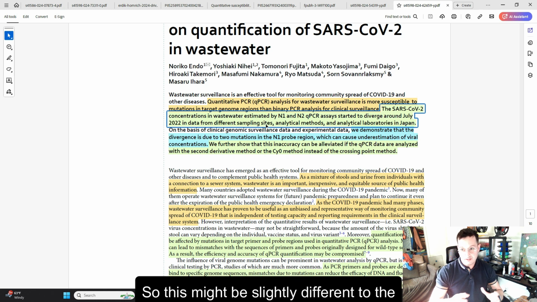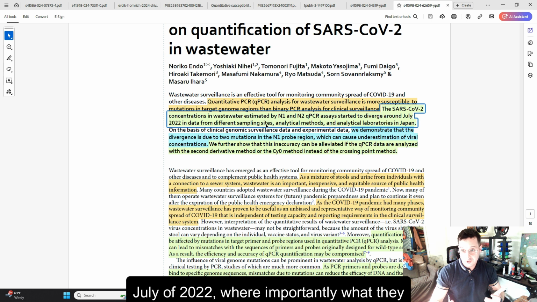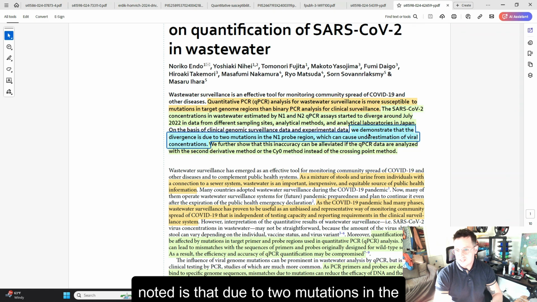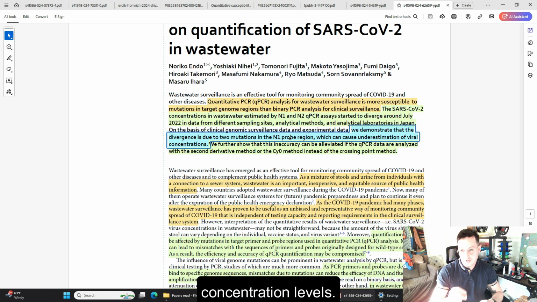So this might be slightly different to the US, but it's good to note that this is something that started to diverge in July of 2022, where importantly what they noted is that due to two mutations in the N1 probe region, it resulted in an underestimation of viral concentration levels.